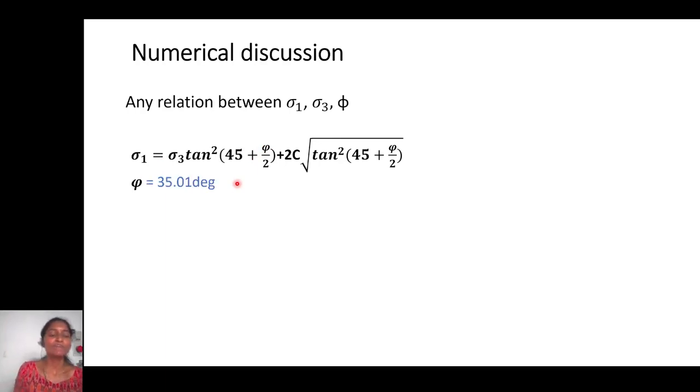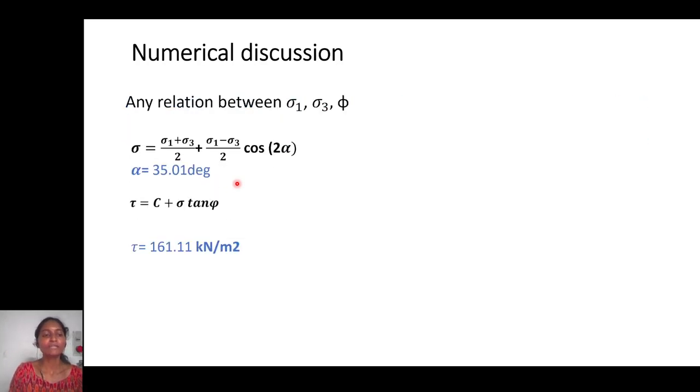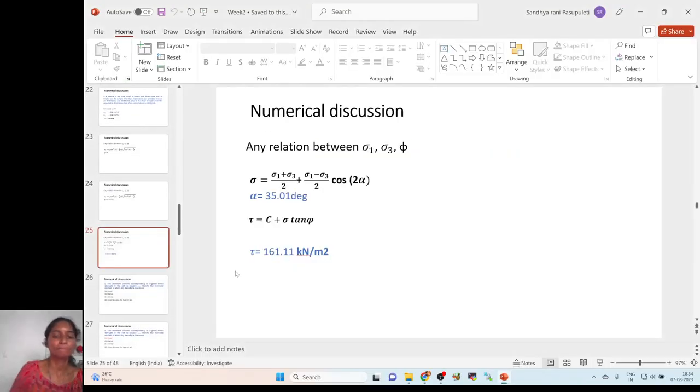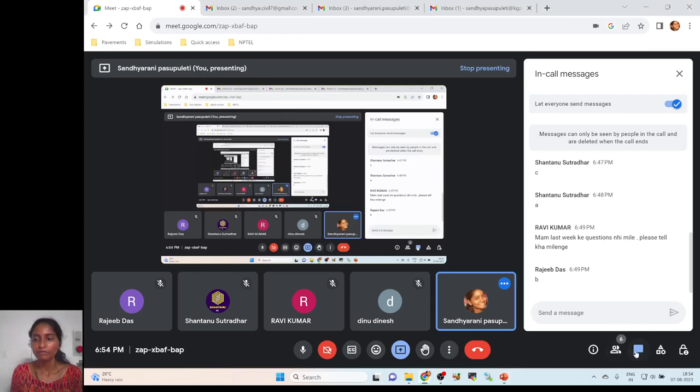You will get phi value as 35.01 degrees. If you know the phi, it is directly substituting: tau equal to sigma, which is 230, into tan 35.01. So shear strength you will get 161.11 kilonewton per meter square. Is there any doubt in this question? I think this is a very basic and easy question. Everything is given mostly.